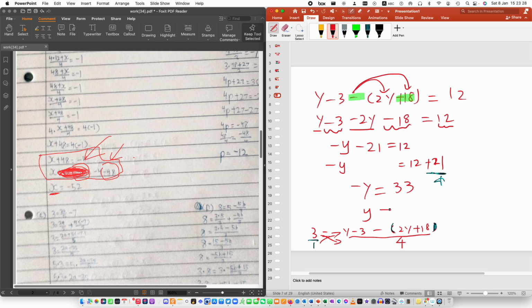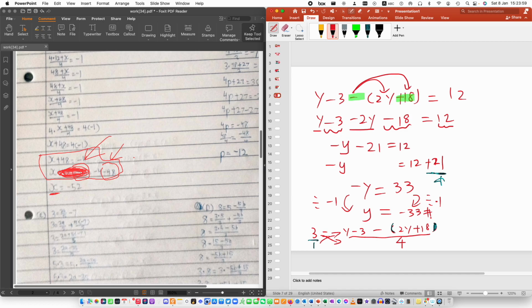So what is the final answer? How do you get y from negative y? No, nothing to do with that. Over here, minus y to y, how do you get it? You divide by a negative 1. Then you divide by negative 1. Then you get negative 33.